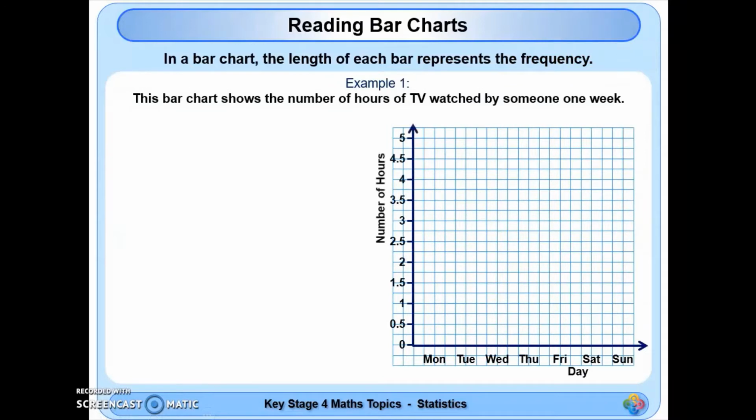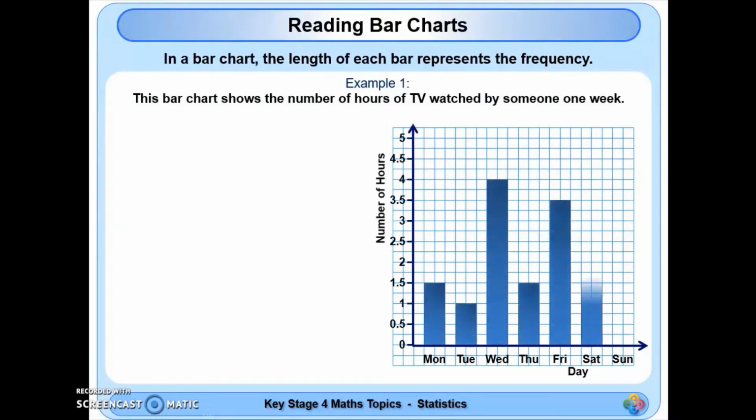Here's an example one. So here's a bar chart, and this shows the number of hours of TV watched by someone in 1 week. So we can see on a Monday, there was 1.5 hours of TV that was watched. On a Tuesday, a little bit less, they just watched 1 hour of TV. On a Saturday, that was the highest amount of TV watched. That was in between 2.5 and 5, so we've got 4.75 hours of TV watched.